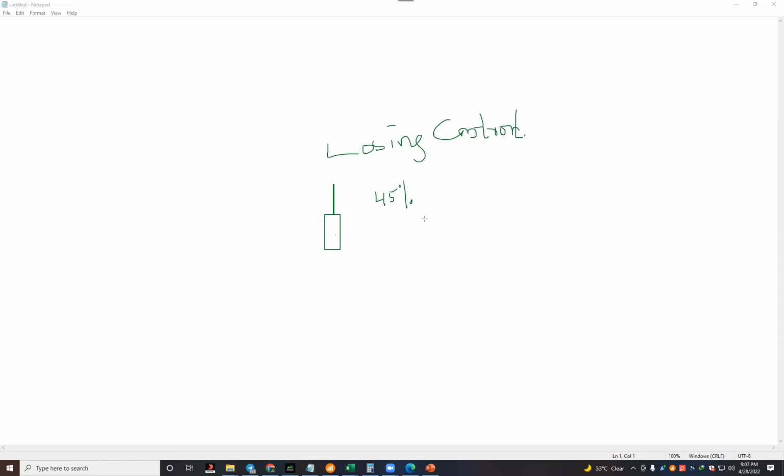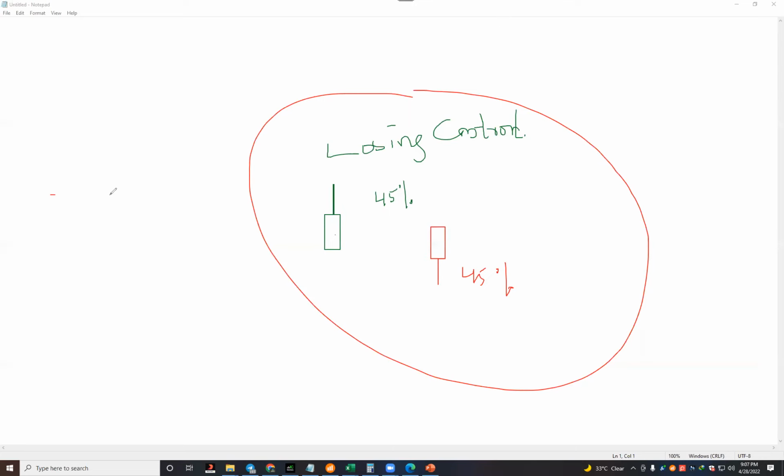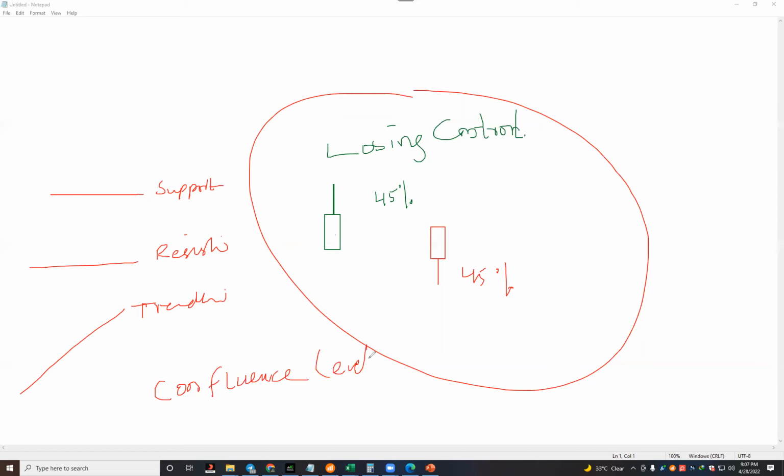Here, control is losing. This is the sign of losing control. Where is this control losing? On the support and the resistance and the trend line and the confluence. Where the trend line and resistance meet, when the horizontal crosses the trend line, at this point, that is called the confluence level.